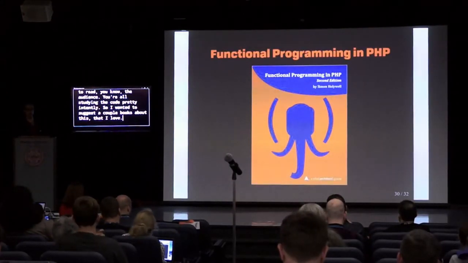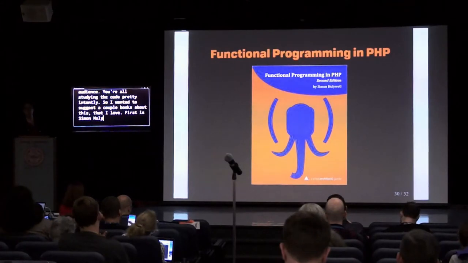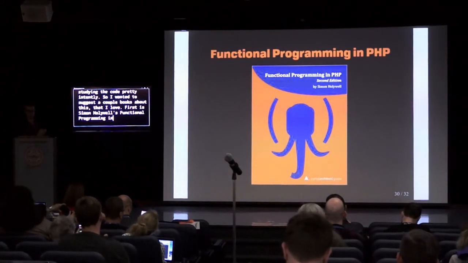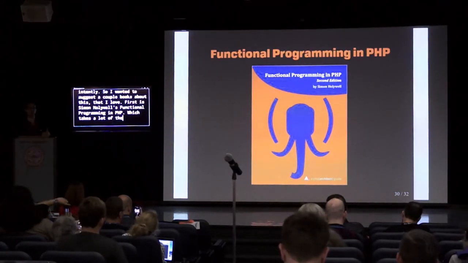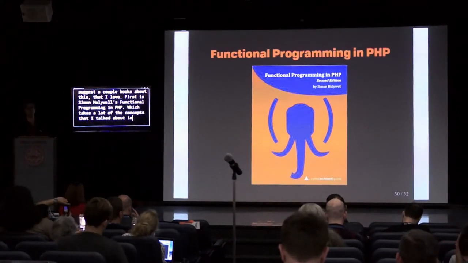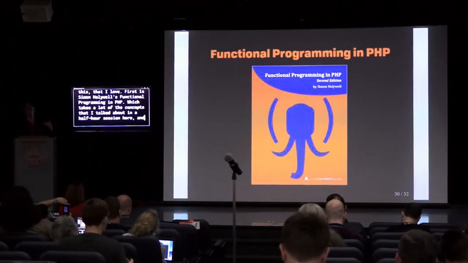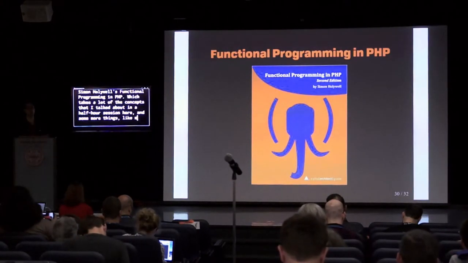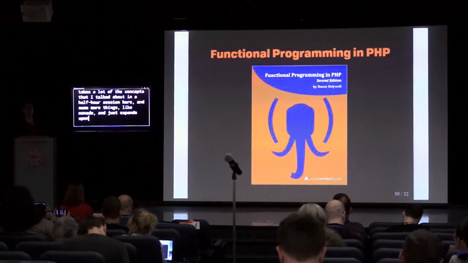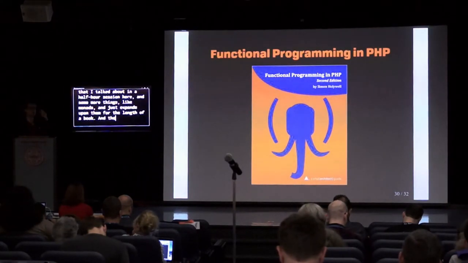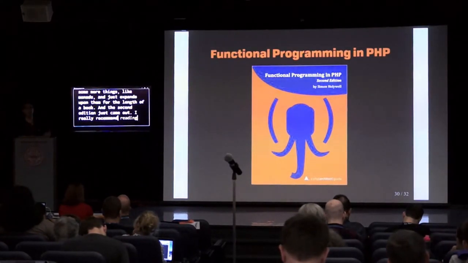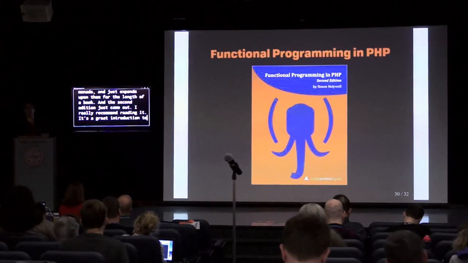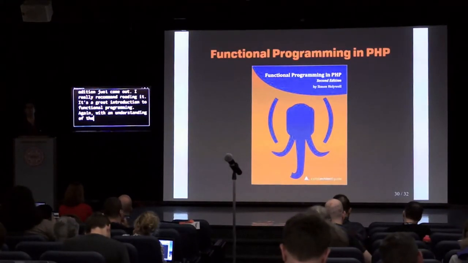First is Simon Holywell's Functional Programming in PHP, which takes a lot of the concepts that I talked about in a half-hour session here and some more things like monads and just expands upon them for the length of a book. And the second edition just came out. I really recommend reading it. It's a great introduction to functional programming, again, with an understanding of the trade-offs that come with doing it in PHP.